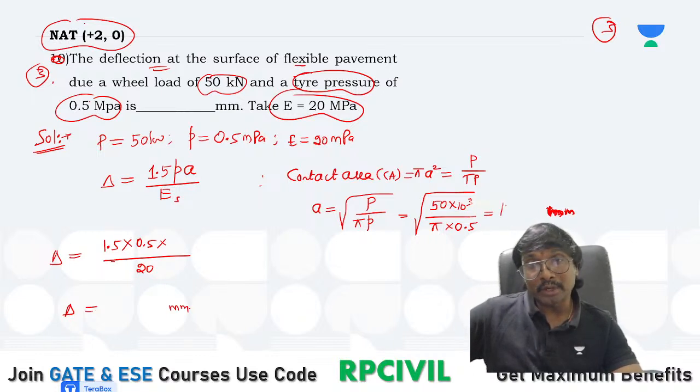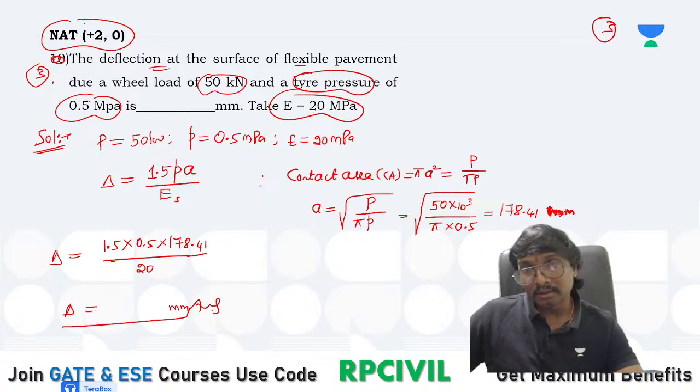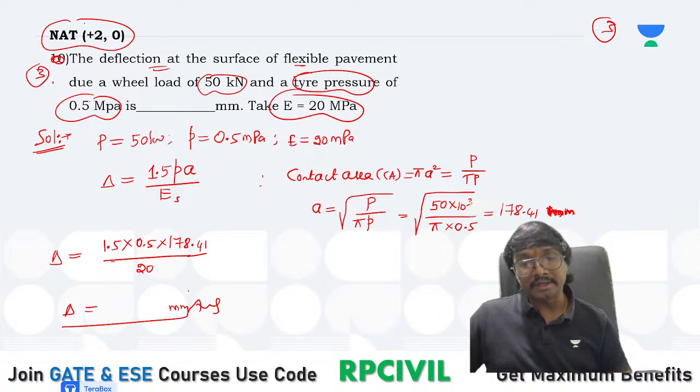178.41 millimeter. So you substitute that 178.41 millimeter, right? Then what is the delta you are getting finally? Tell me. What is the delta you are getting? Tell me finally.